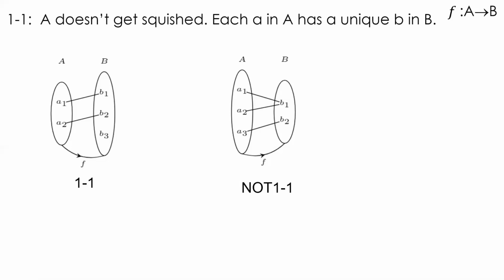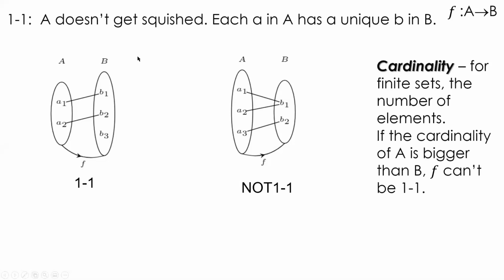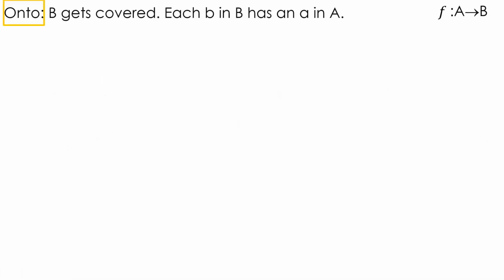We will refer to this as cardinality. Cardinality is going to get really freaky next week, but for today, this week, the cardinality for finite sets is just the number of elements. But in general, to make the statement, if the cardinality of A is bigger than B, then it can't be one-to-one. The other property we will look at with functions is onto.